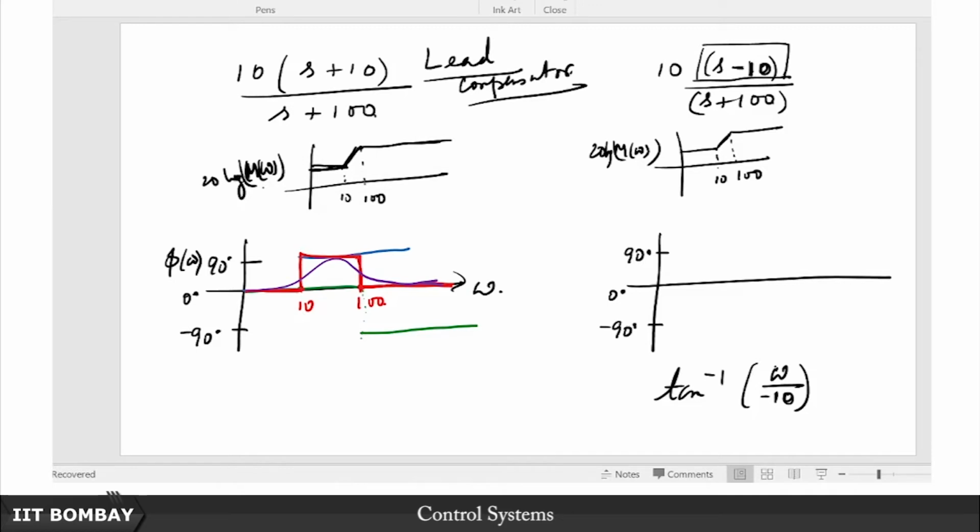Now this is telling me something. Now if I keep increasing omega, you see what happens. At omega equal to 0, where does this start from?